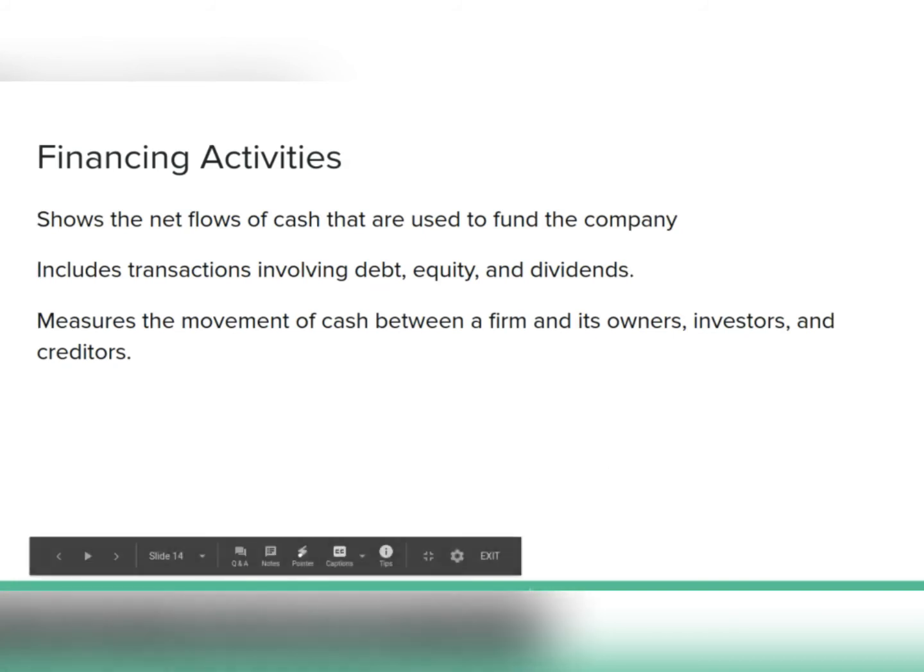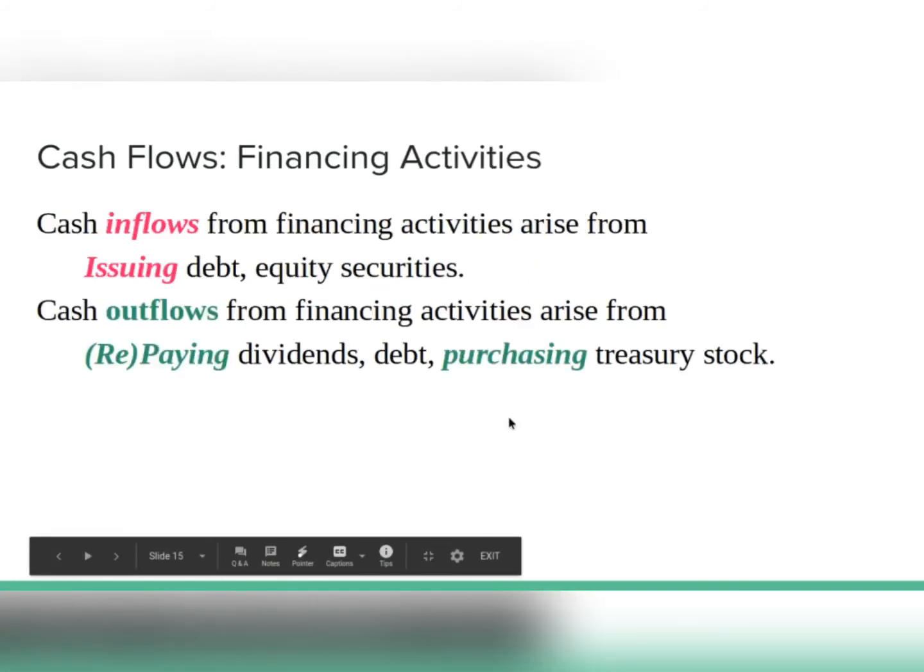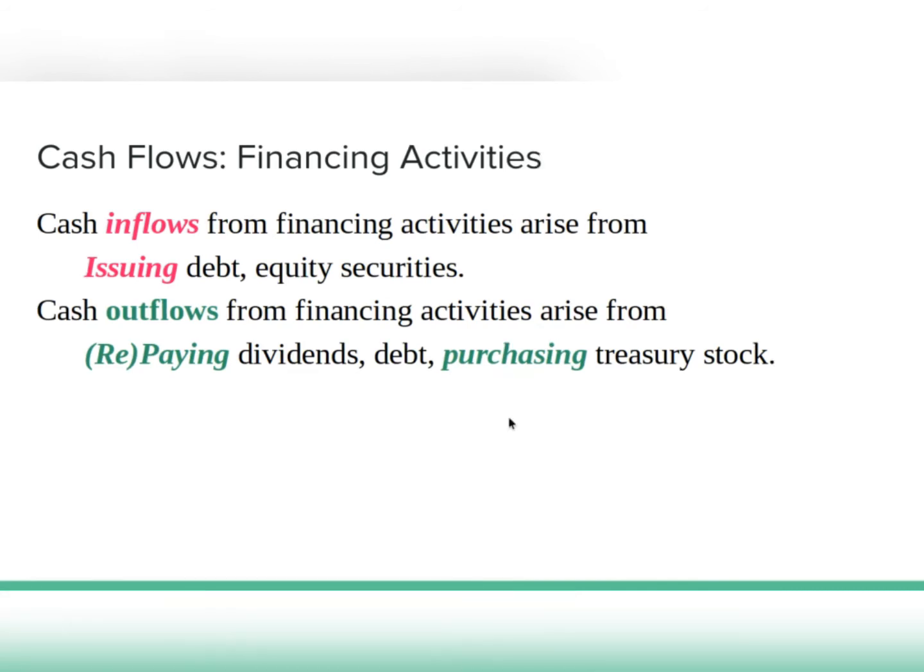So there are also ways that cash flows for financing activities. We also have cash inflows and outflows. So cash inflows for financing activities will come from issuing debt and equity securities. And cash outflows will come from paying dividends, repaying debt, and purchasing treasury stock.